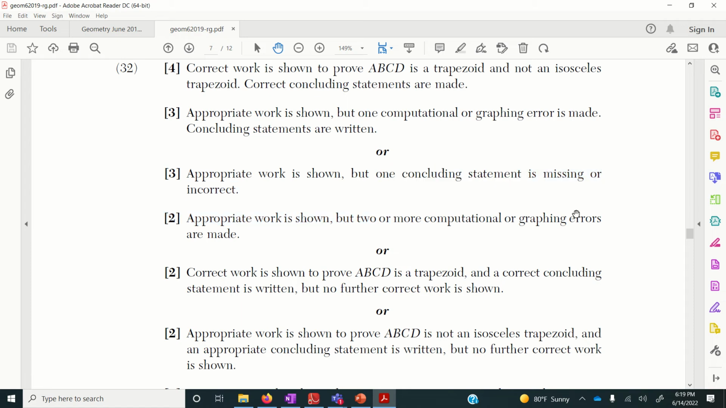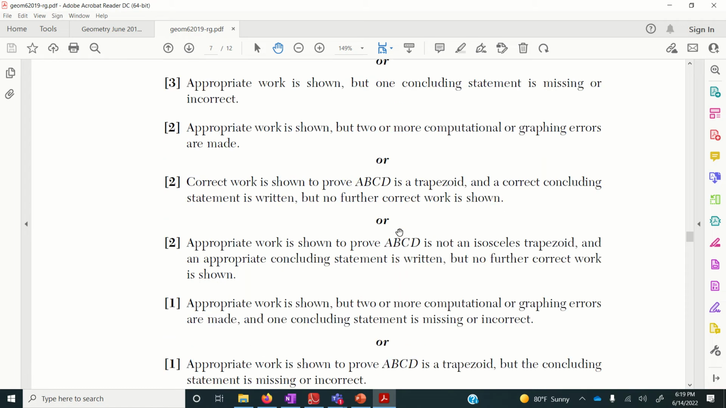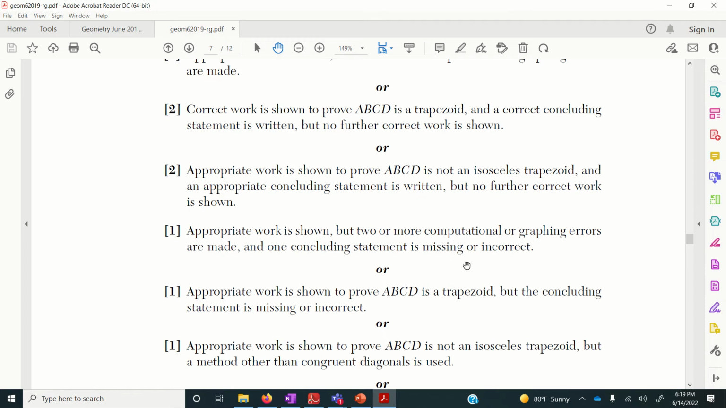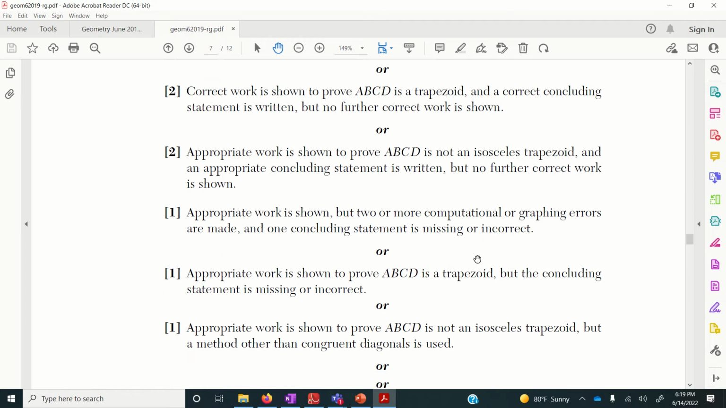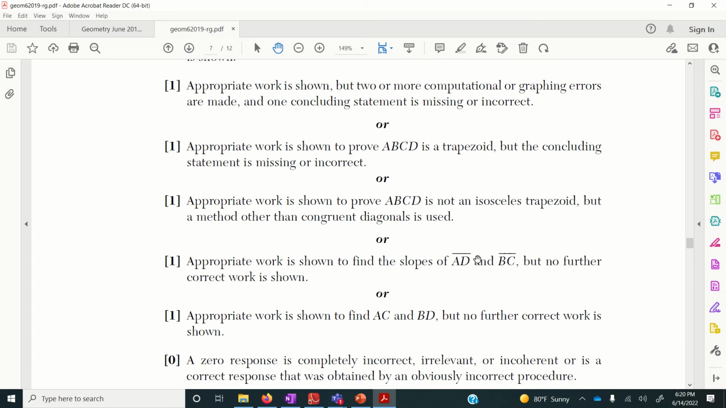If you make 2 or more graphing errors, you're down to a 2. If you've shown it's a trapezoid and have a concluding statement, you got a 2. If you got the isosceles, it's a 2. And then if you make 2 or more errors and one concluding statement is missing, so you can get the idea that the concluding statements are worth a point each. As long as you do one or the other, you get 2 points. So that's essentially what's going on. But you can get points just for finding the slopes, or showing it's not isosceles.